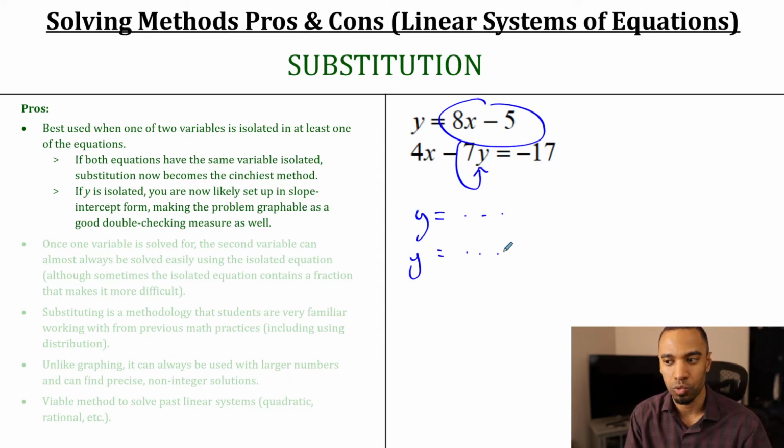If I have y equals this and y equals that, like this one, this is graphable for me then and there. I'm in slope-intercept form. I'm good if y is by itself. So isolating y is not a bad setup if you're able to do it.